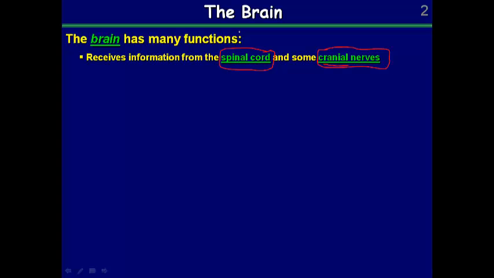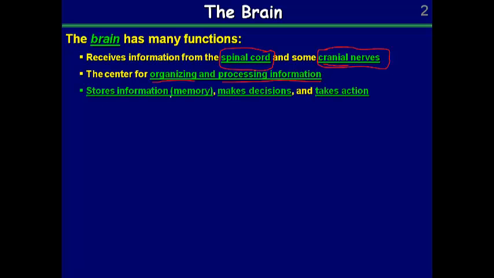So this is how the brain gets all of its information, and then what it needs to do is interpret that information, organize it, process it, determine what it means. So is it possibly chemicals in the blood? Maybe there's too much carbon dioxide or not enough oxygen. Well, the brain has to interpret that as meaning, okay, we need to get those levels back to normal, so maybe we need to increase our breathing rates. So it's an organizing and processing organ.